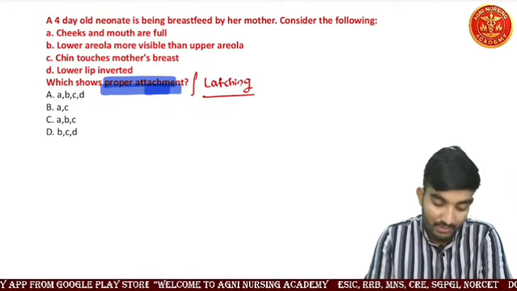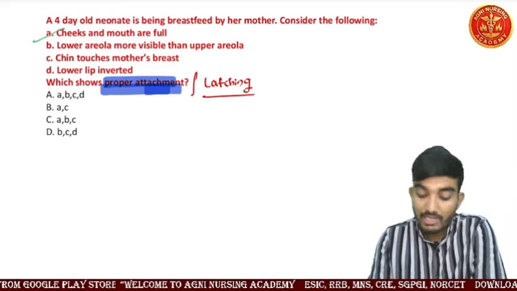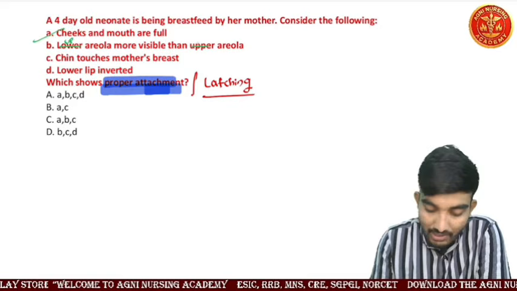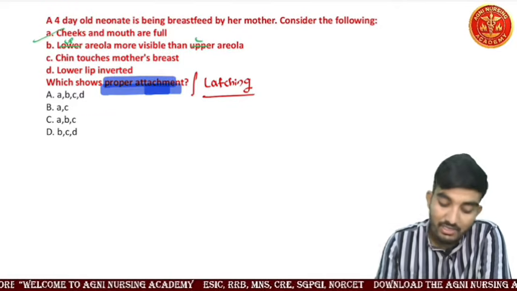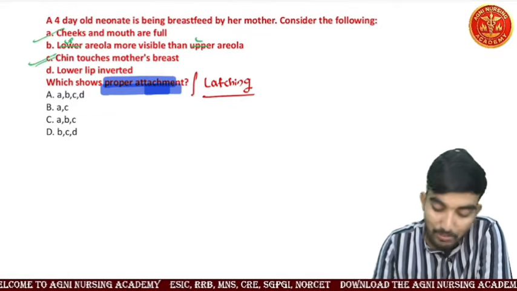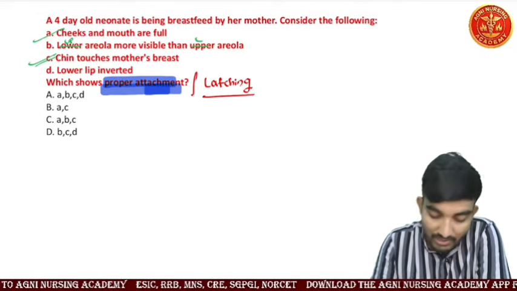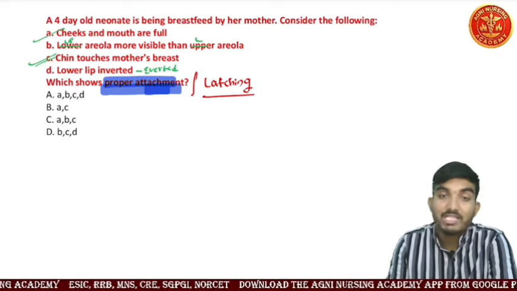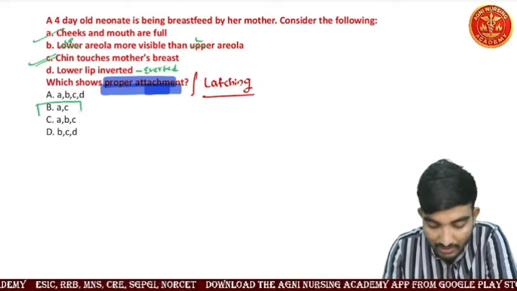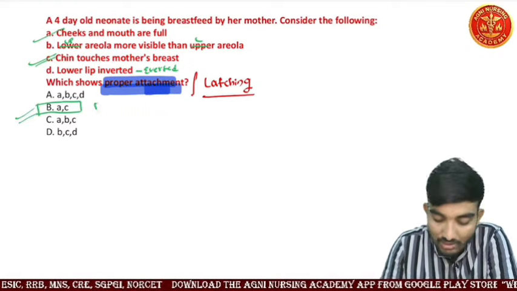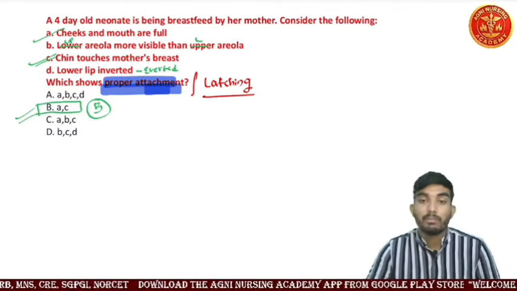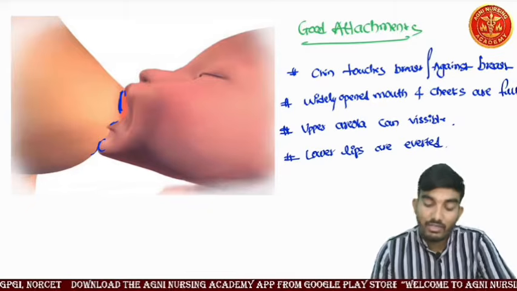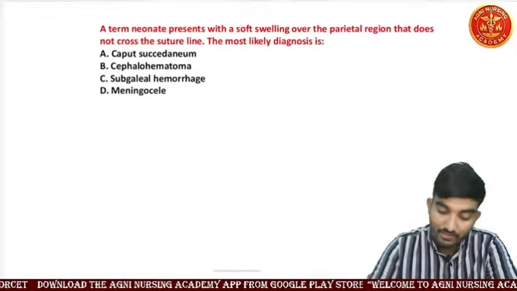We'll see the answer now. Cheeks and mouth are full. It's correct. Lower areola more visible than the upper? No. It's upper areola more visible than the lower areola. And chin touches mother's breast. It is also correct. And lower lip is inverted? Not inverted. This one is everted. That's why the answer for our question is option B, that is A and C is the correct answer. This is the breastfeeding good attachment technique. We'll go to the next question.